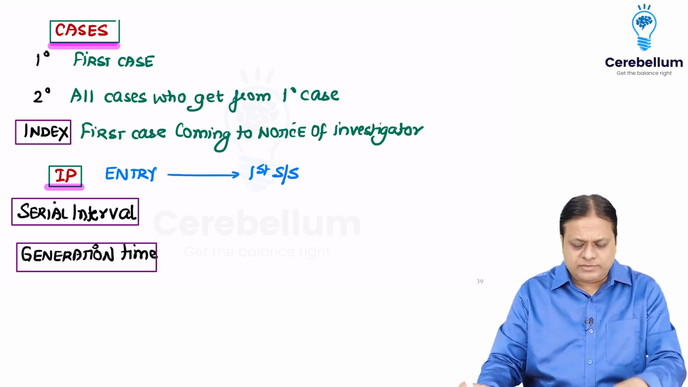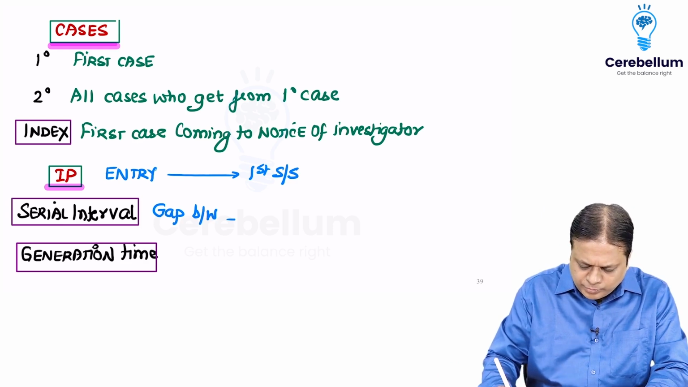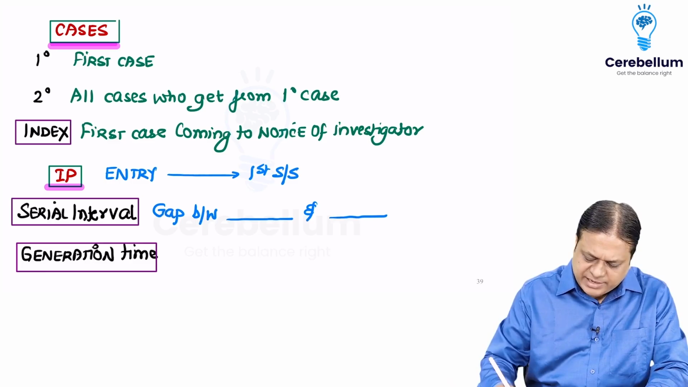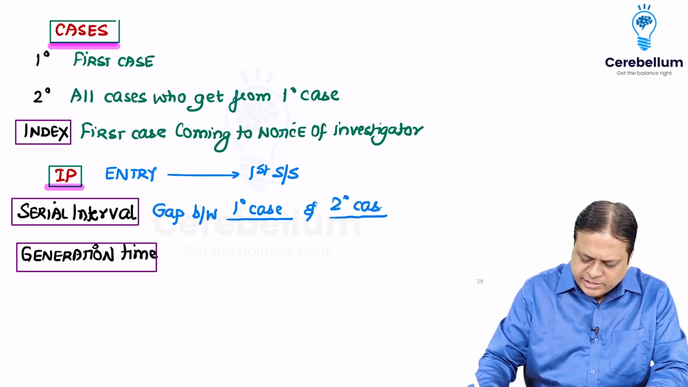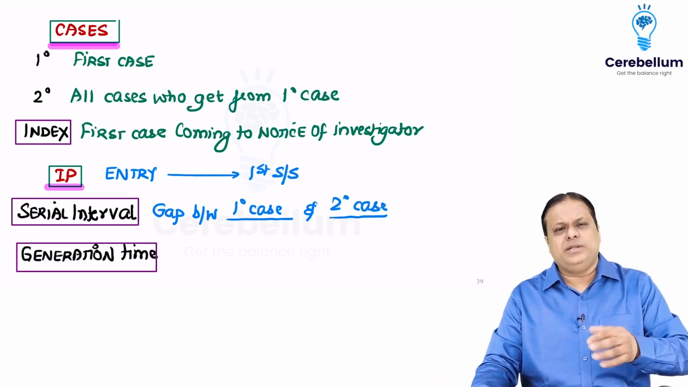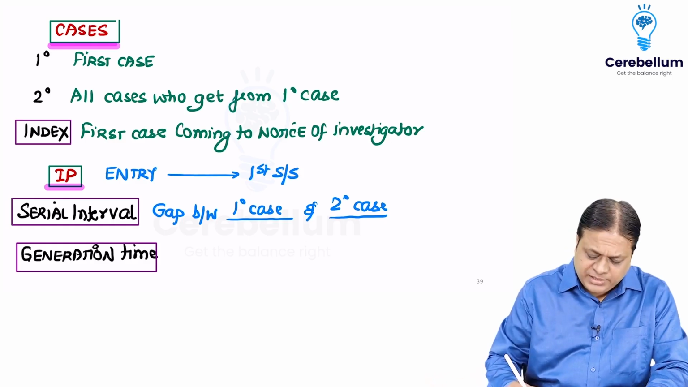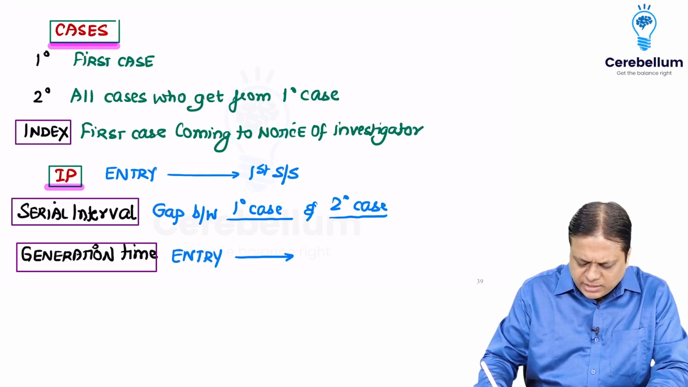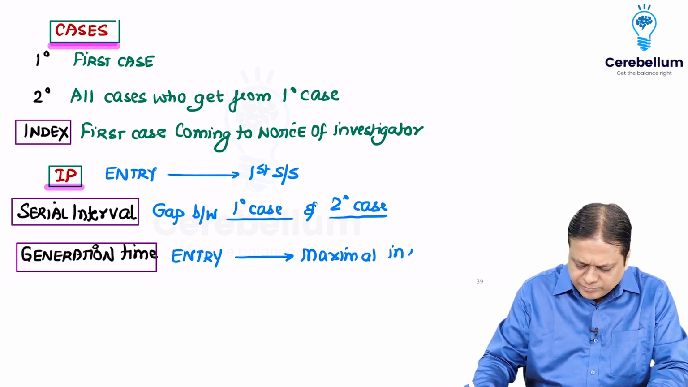Serial interval has to be an interval. It is an interval or gap between what and what? It is a gap or interval between primary and secondary case. Here secondary case is second case. So, it would also be approximately, may not be exactly, similar to incubation period. What is generation time? This is time taken between entry of organism in human body till maximal infectivity.